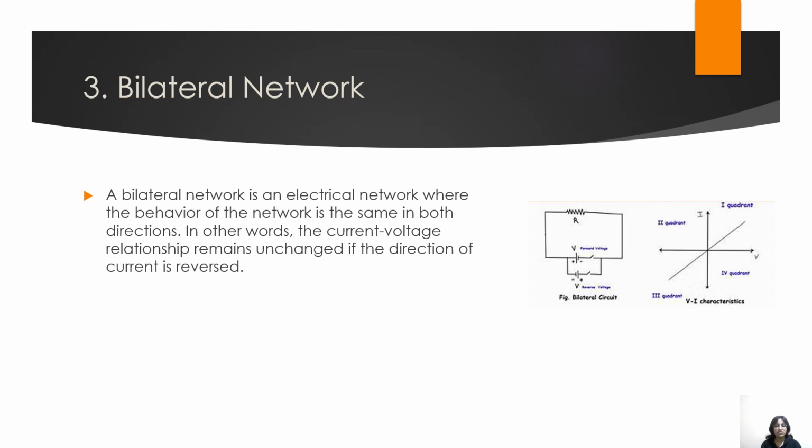The third type of network is bilateral network. A bilateral network is an electrical network where the behavior of the network is the same in both directions. In other words, the current voltage relationship remains unchanged if the direction of the current is reversed.